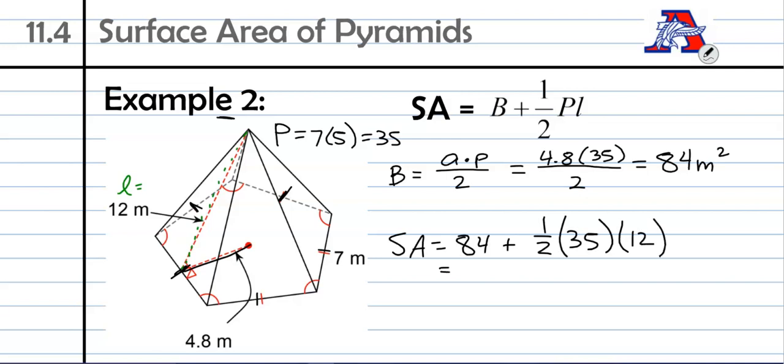And then again, I'm just going to kind of simplify this as I go. So 1/2 times 35 times 12 is 210. Kind of the reason why we did that is because it gives us then our base area and our lateral area. And then altogether, our surface area would be 294 meters squared.